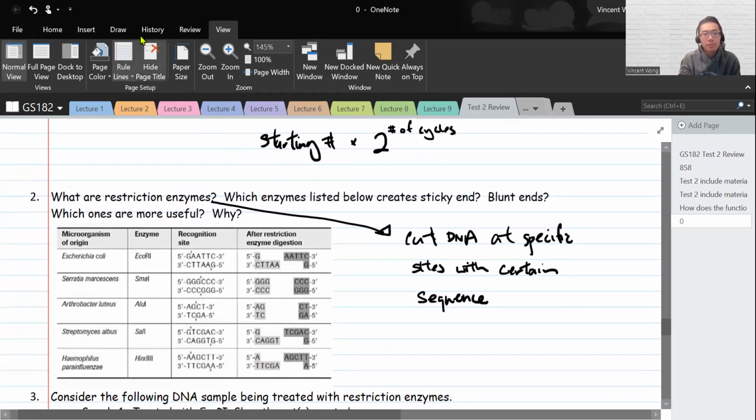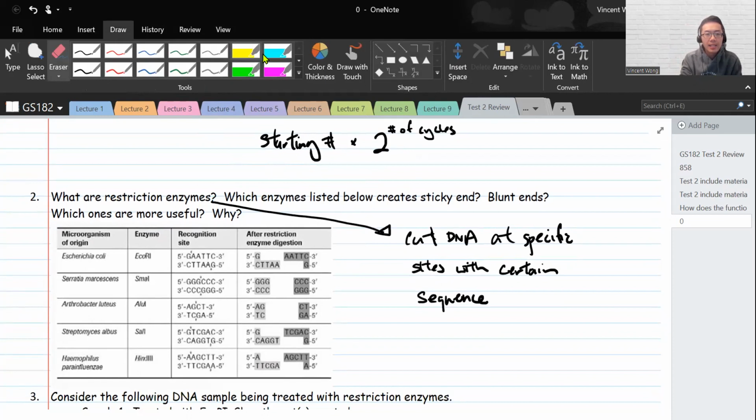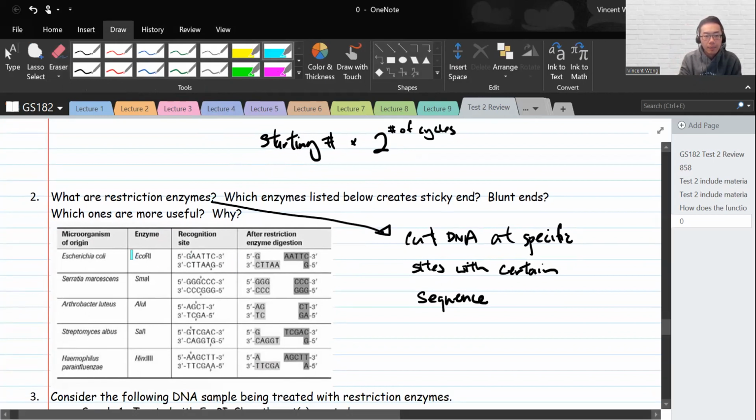Which enzyme listed below creates sticky ends? EcoRI, right? Sticky ends. This one and this one. These are the ones that create sticky ends, and then these are the ones that create the blunt ends.